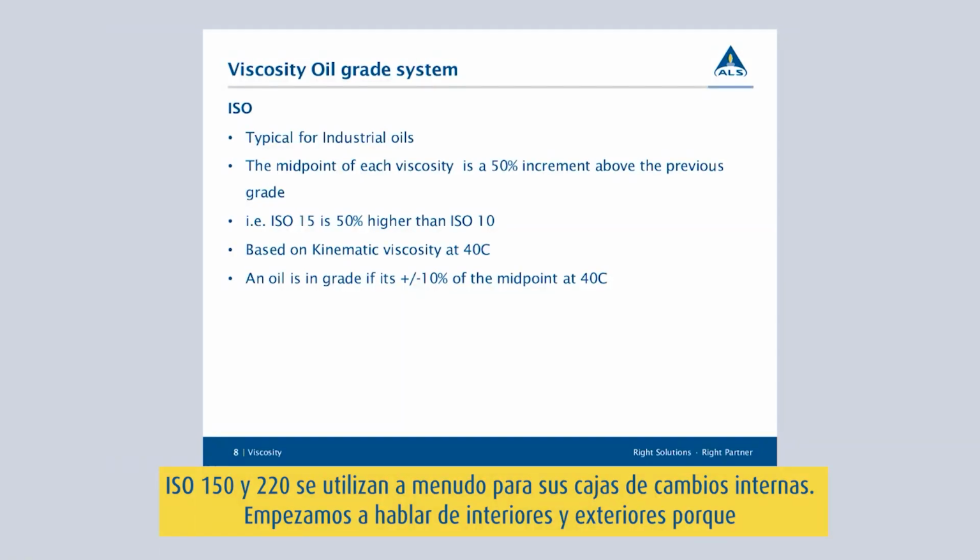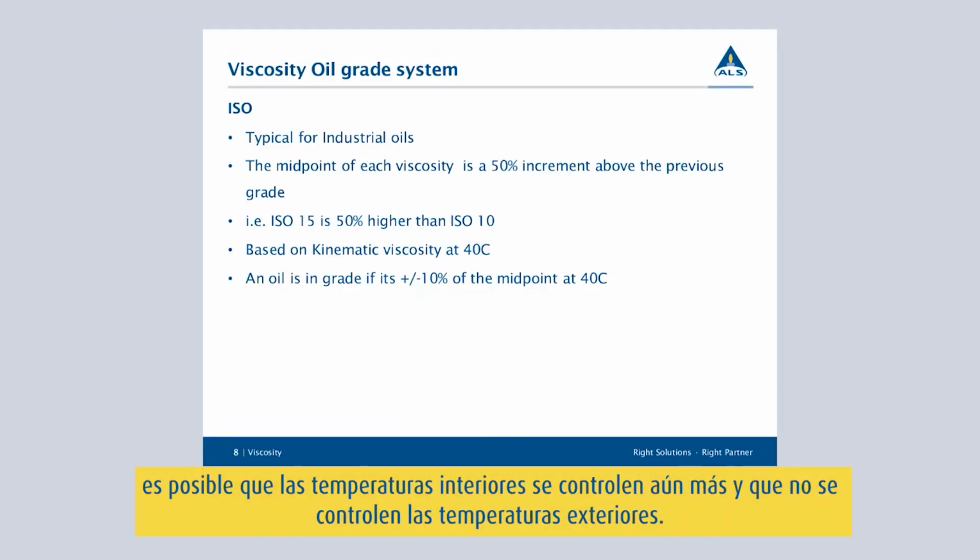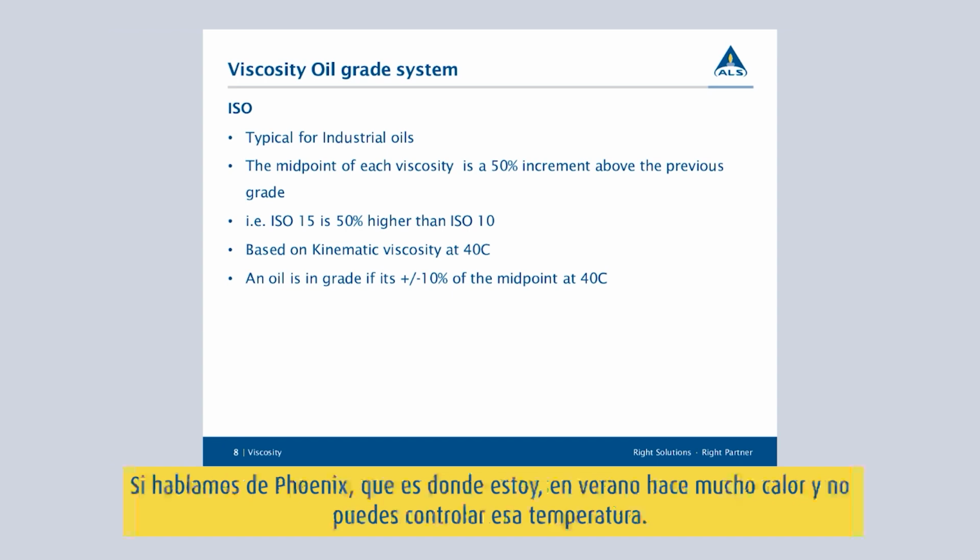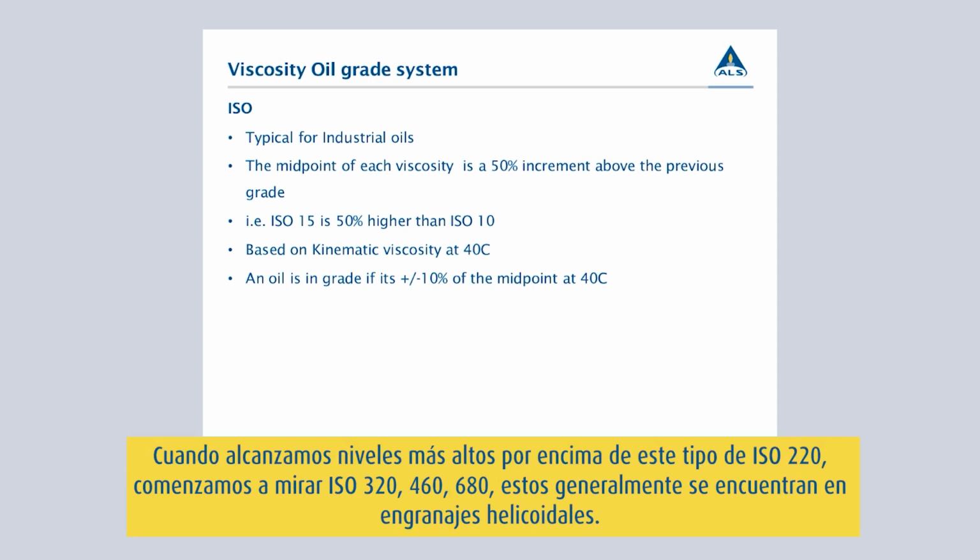We talk about indoor and outdoor because indoor temperatures can be controlled more, whereas outdoor temperatures you can't control. Where I'm based in Phoenix, summers get very, very hot, and you don't always get to control what that temperature is going to be. When we get above 220, we start to look at your ISO 320, 460, and 680, and those are typically found in worm gear applications.